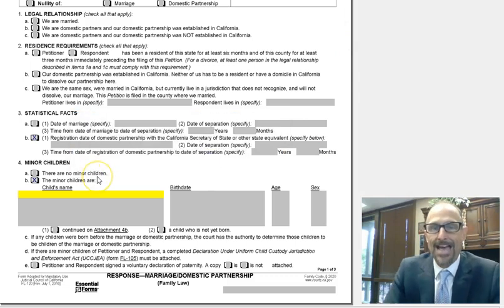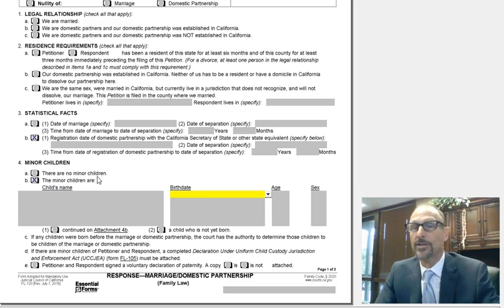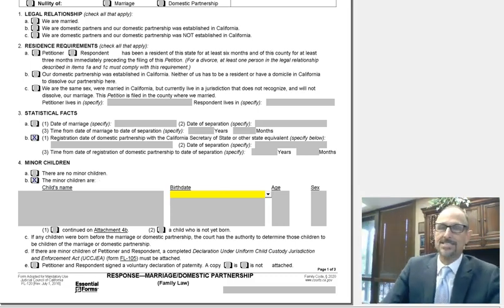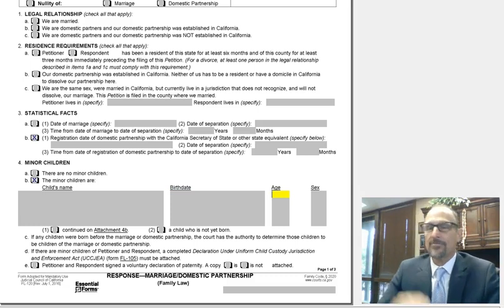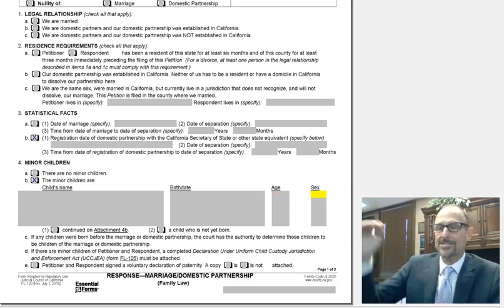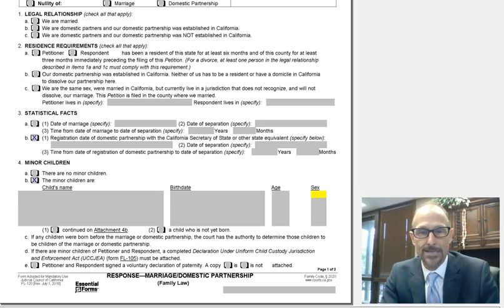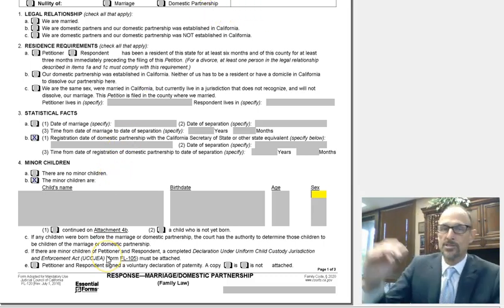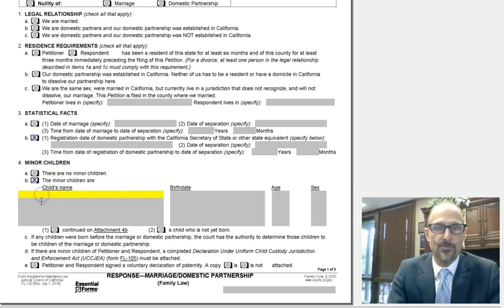Okay, and so you're going to list the name of the children, one after another. Then you're going to list their appropriate birth dates next to their names. Then their appropriate age and sex, male or female, to the right, and move on. If you need more space, I think this gives you room for 4 kids. Actually, it gives you room for 5.